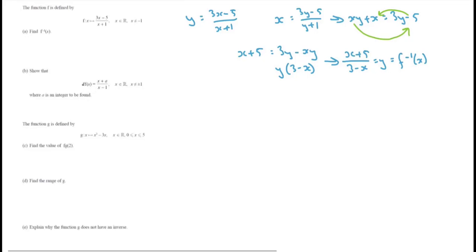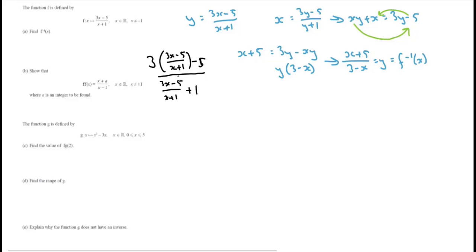We're saying, well, f of x is 3x minus 5 over x plus 1, and the composite of f with itself is x plus a over x minus 1, given here, where a is an integer to be found. Well, this is a composite function. It just so happens that it's the same function put inside of itself. So to begin with, if we just start writing this out, except instead of x, we write the entire thing again. So 3 lots of 3x minus 5 over x plus 1, minus 5, over 3x minus 5 over x plus 1, plus 1.